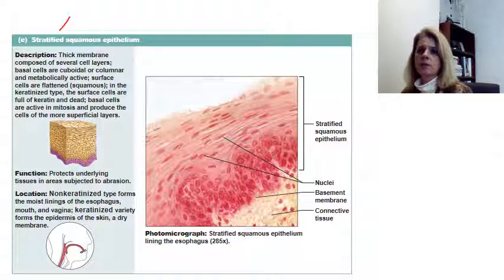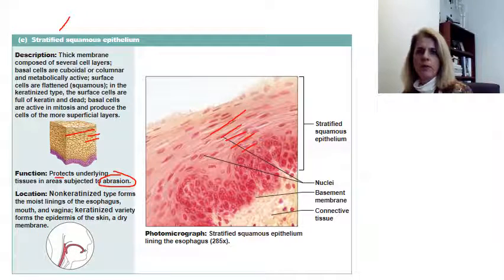Stratified squamous, so multiple layers of squish cells or flat cells. So you can see lots of layers of flat cells. This is for protection. It's going to protect underlying areas. Think about places that have a lot of friction or abrasion.